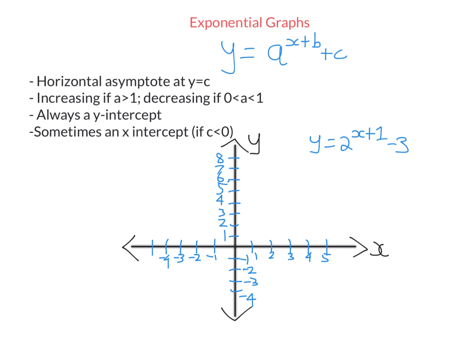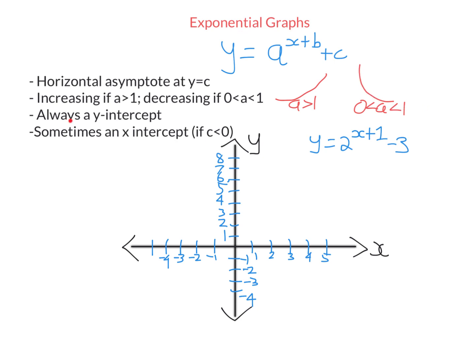So it turns out the graph is increasing if a is greater than 1, so it'll look like that. And it's decreasing if a is between 0 and 1. So when a is greater than 1, this is exponential growth. The graph increases at an increasing rate. This is exponential decay. The graph decreases at a decreasing rate.